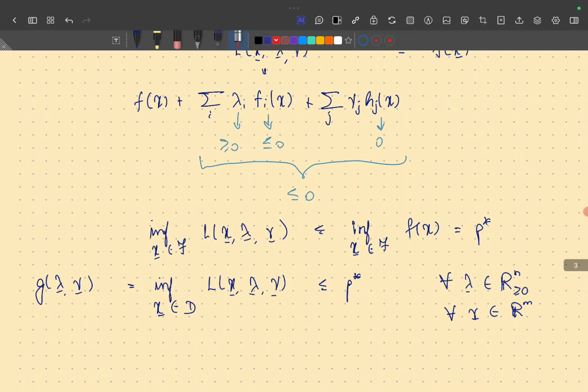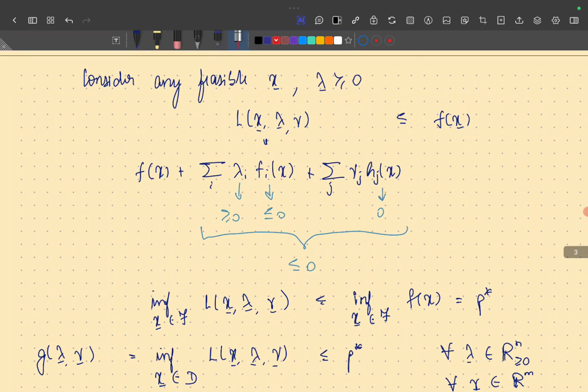What exactly does it mean that this is less than or equal to p star for all lambda and nu, or why is it true for all of them? As long as lambda is greater than or equal to 0, this quantity is negative. And for every nu in R, this quantity is 0 because x is feasible.